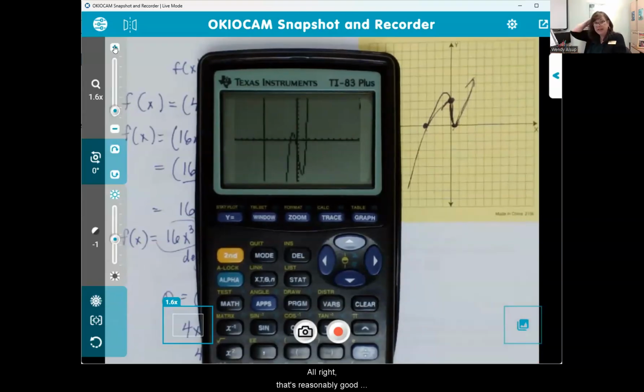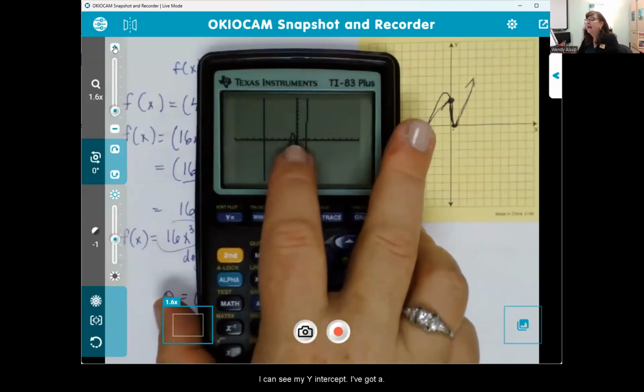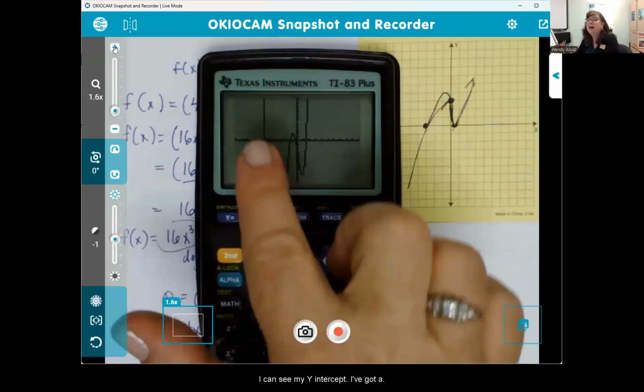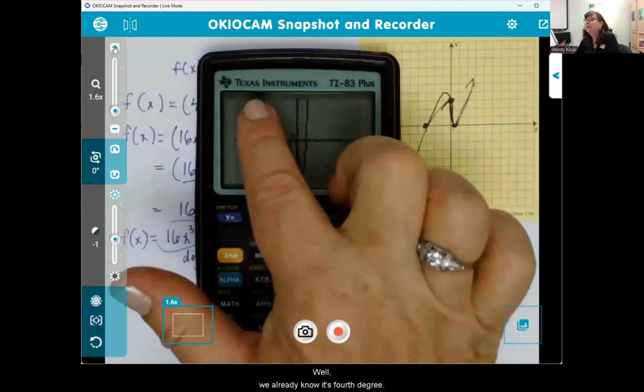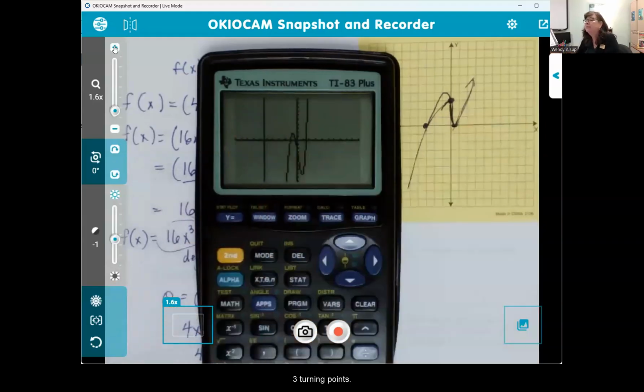All right, that's reasonably good because I can see a lot of this. I can see my x-intercepts. I can see my y-intercept. Well, we already know it's 4th degree, and see how it has at most 1, 2, 3 turning points.